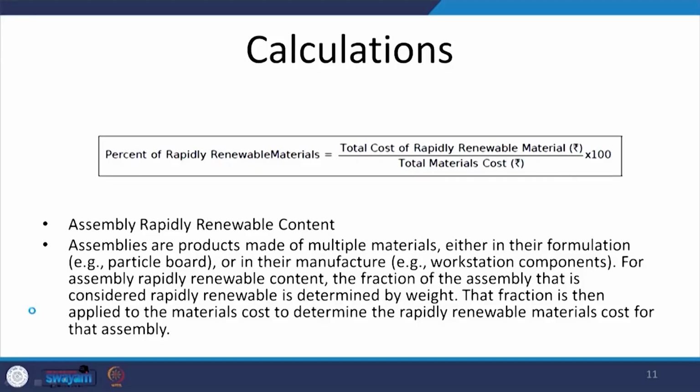So, if we look at the compliance calculations, we have to calculate the percentage based upon the total cost of these rapidly renewable materials. So, we calculate the percentage of the cost of rapidly renewable material as that of total material cost, like we have done for the other recycled content and renewable products.